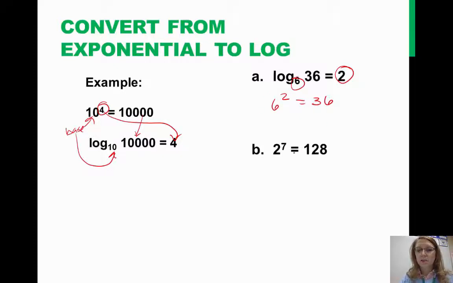Here I have exponential form and I want to convert it to logarithms. My base is 2, so it's going to be log base 2. My exponent is 7, so it's going to be equal to 7, and my last number is going to be what I'm taking the log of. So log base 2 of 128 equals 7.